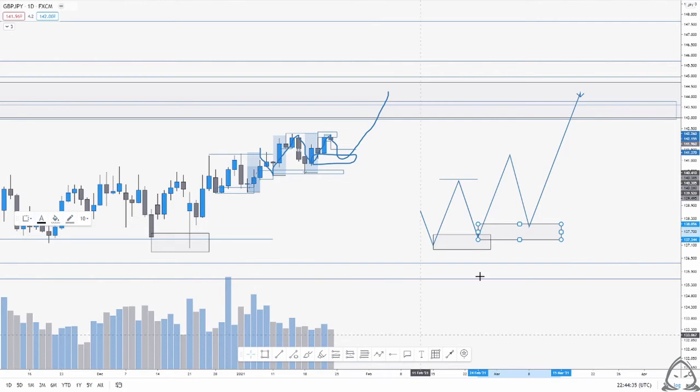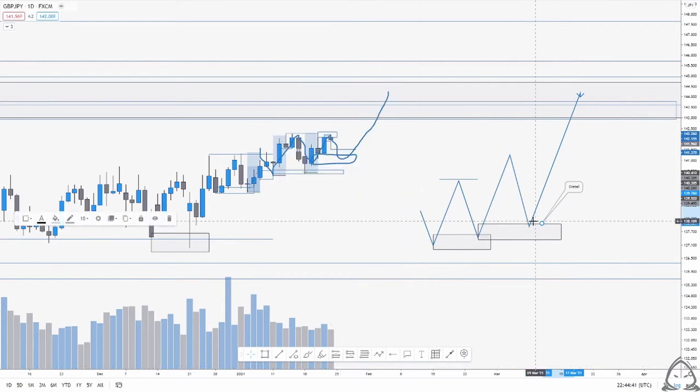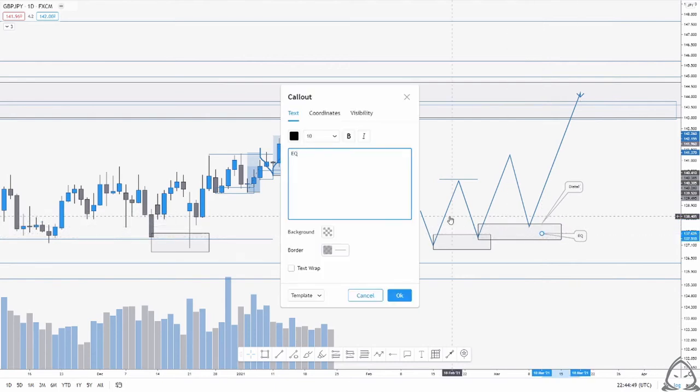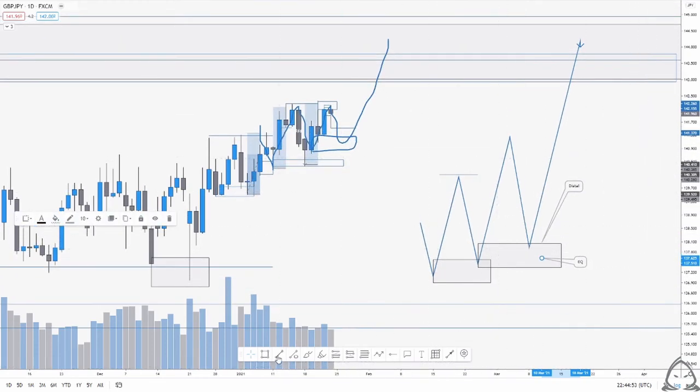Now, for those of you that are new to the community, the distal of the block is pretty much the 100% entry, so the very beginning as the price taps in. Alternatively, you could look to take the EQ of the block, which is quite simply the 50% range between the high and the low. Now, there are several ways to work that out. You could, of course, use a fib. You could use the EQ box, which would highlight this blue line here being the EQ.